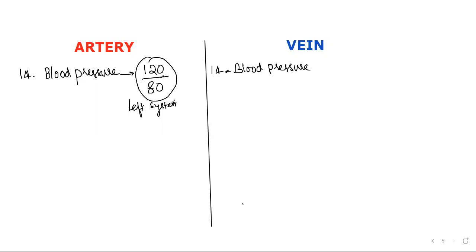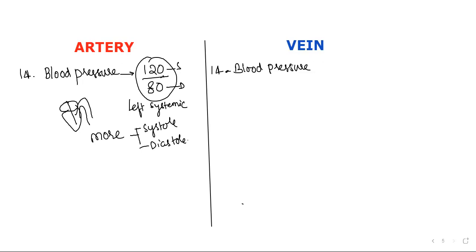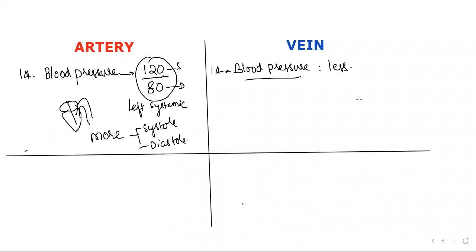Particularly in the artery which is arising from the left ventricle, the left systemic aorta, going to the body parts, we are testing this pressure. Simply we can say here pressure is more, at the time of systole and at the time of diastole. In case of veins, the blood pressure is comparatively less. In arteries, blood pressure is more. Okay, next. Yes.